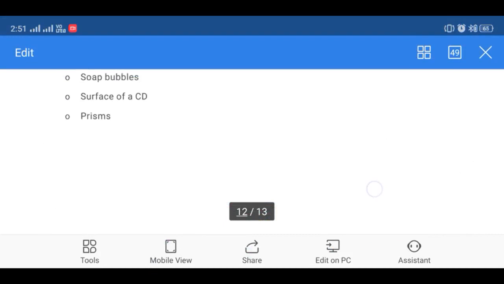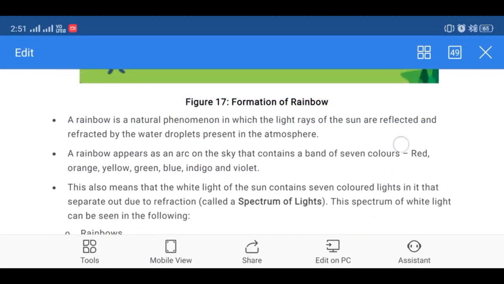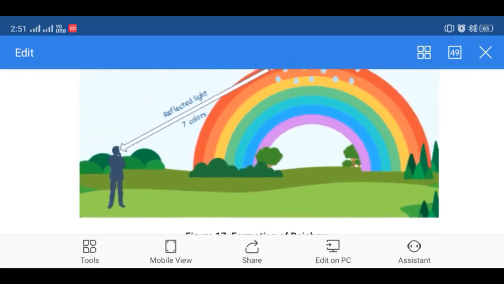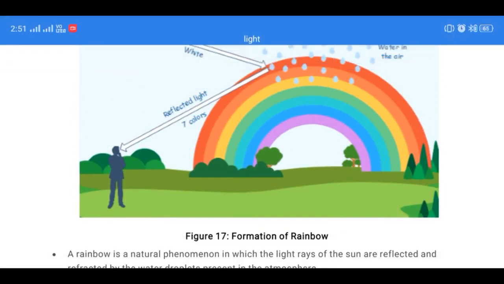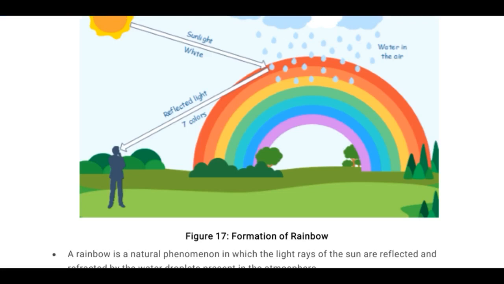In higher classes, you can read about scattering also. Scattering has different properties compared to dispersion. So when you move into higher classes, you can read about that too. And that's all about this unit. This class is just a revision class of what is present in your book.